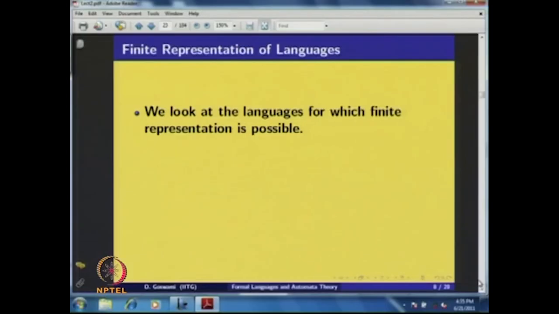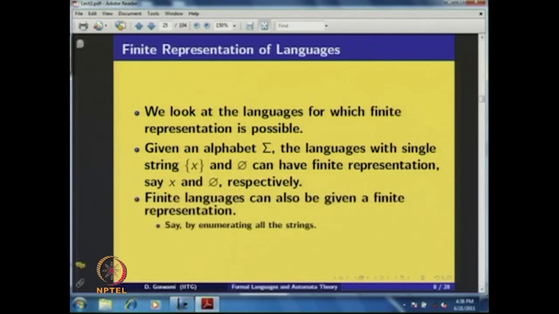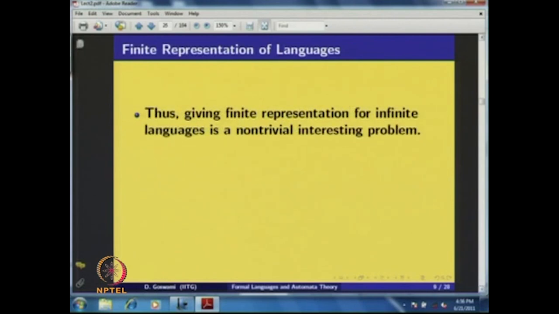So, let us have a look at the languages for which finite representation is possible. Given an alphabet sigma, the languages with a single string x and phi can have finite representation. For a language containing a single string x, x is a finite representation, and for the empty set, the empty set itself is a finite representation. And any finite language can also be given a finite representation simply by enumerating all the strings in it. Therefore, giving a finite representation for an infinite language is a non-trivial problem. If the language is finite, we can always enumerate the strings. So, let us see how to give a finite representation for an infinite language.